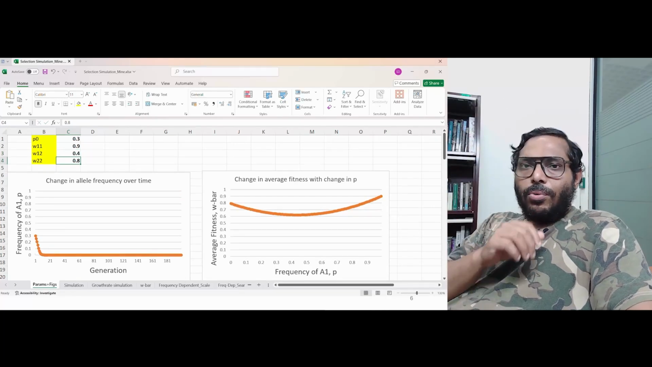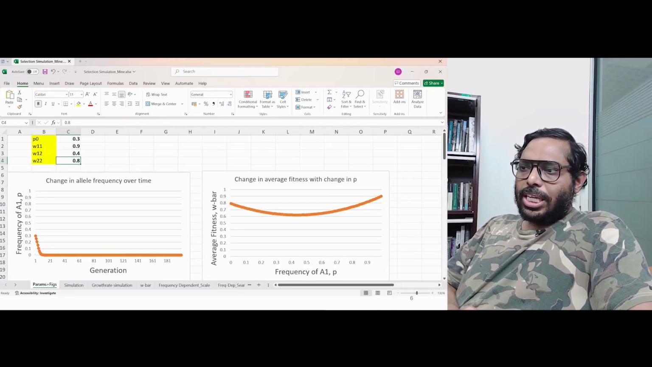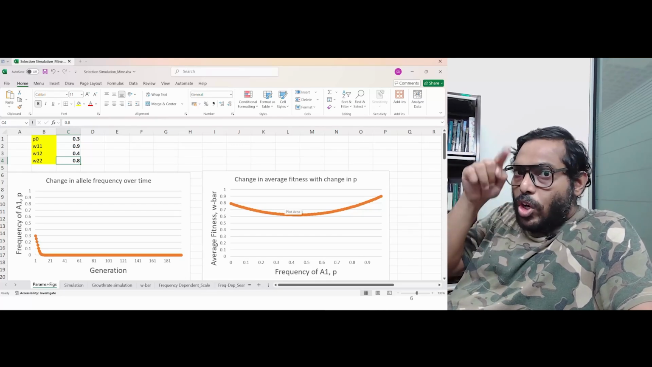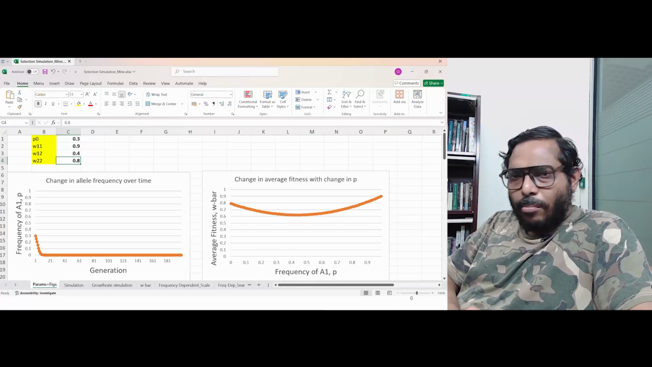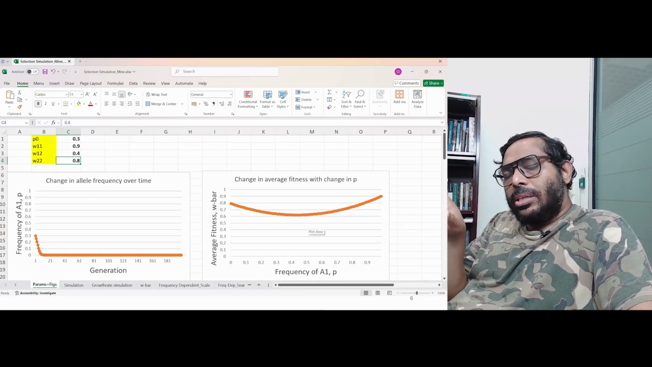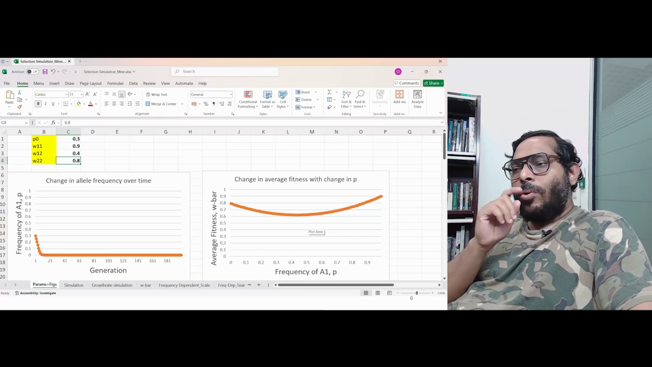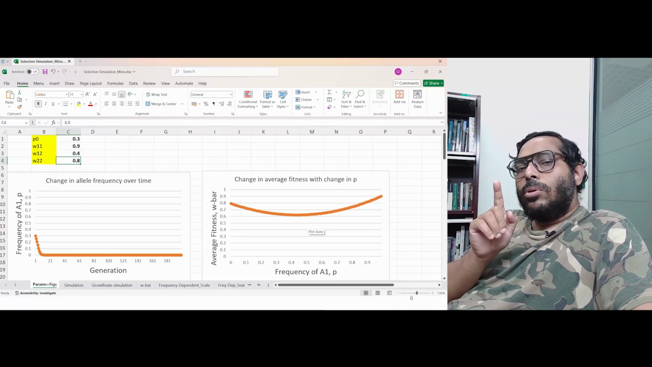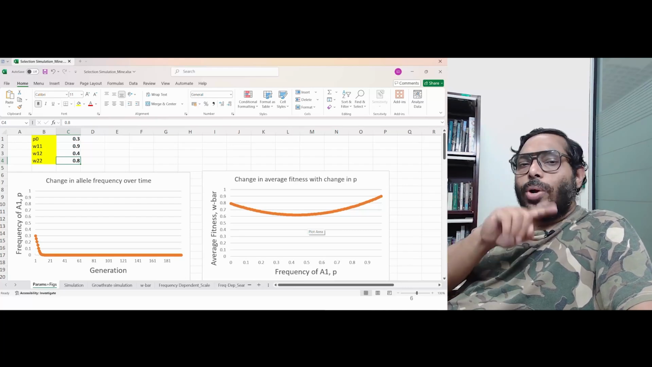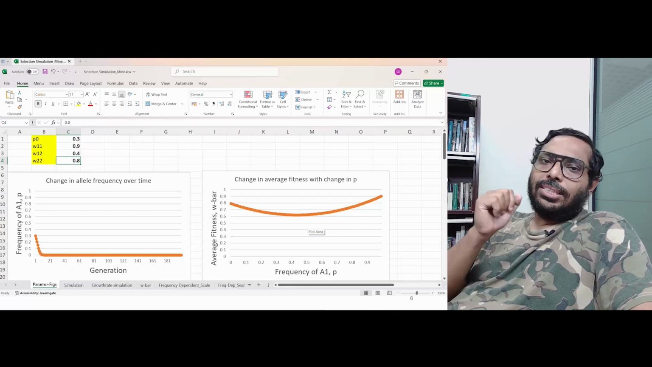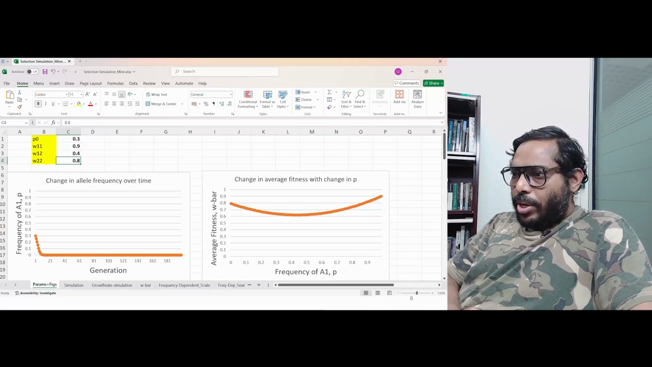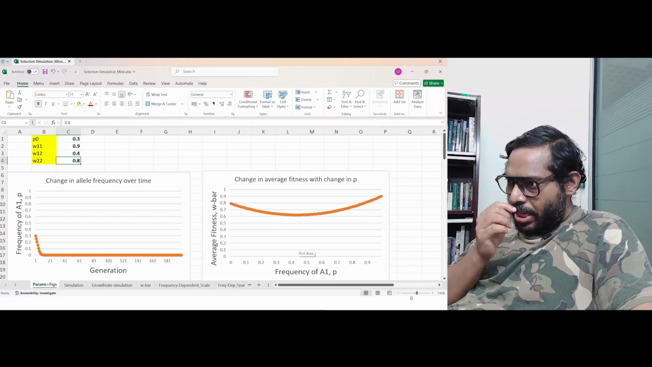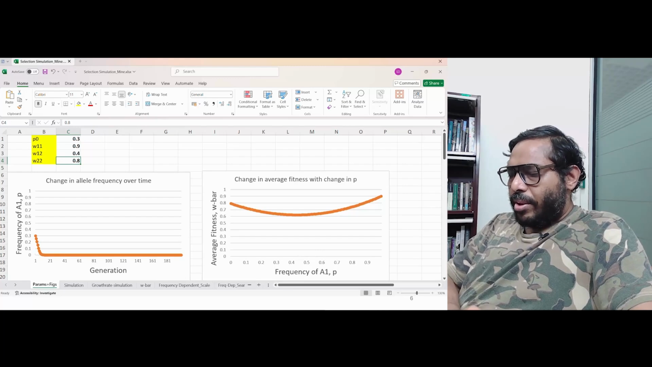Now, if you have a scenario like this, look at the shape of the W bar graph. It has now become concave, which means there is going to be a minima somewhere in the middle. If you see a graph like this, you immediately know that one of the two alleles is still going to go to fixation, but which one it will be depends on where your system is. Here you see that the minima is somewhere between 0.4 and 0.5. We can figure out the precise value, but it is somewhere over here.